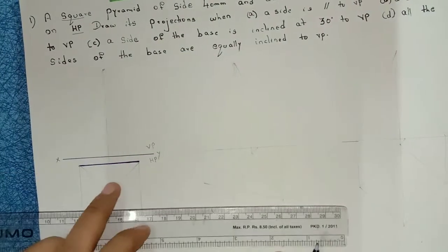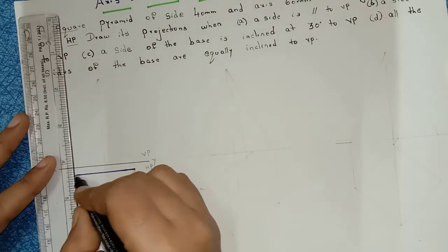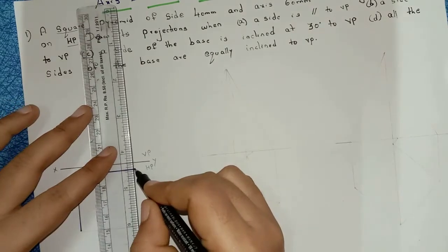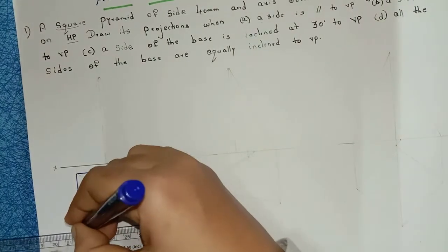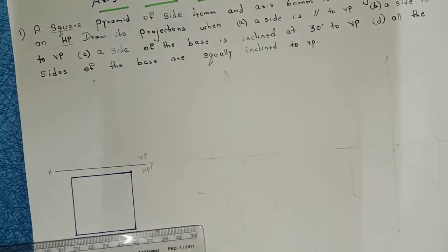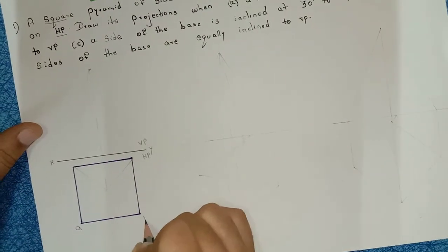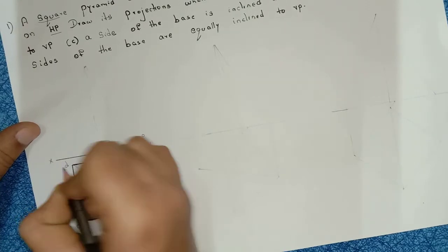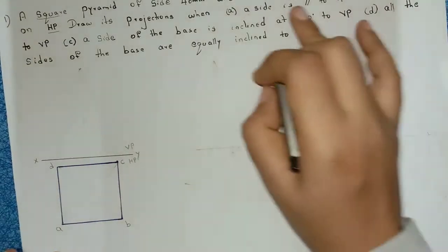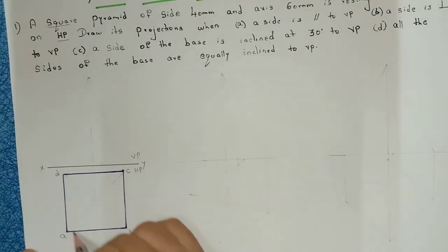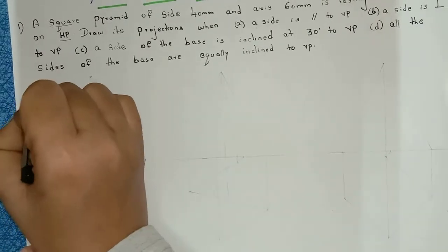Now you see, a side is parallel to VP. I am constructing the square here. The length of this square is 40 mm. Name the square as A, B, C, D. Now, what is the A bit? A side is parallel to VP. Consider any one of the sides. I am considering this side. This side is parallel to VP, so this is your A bit.